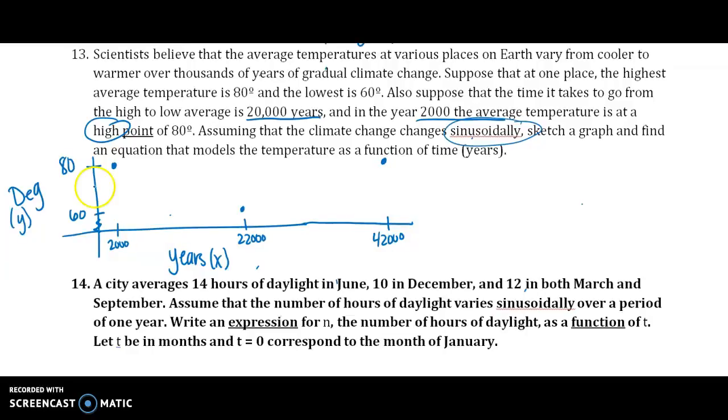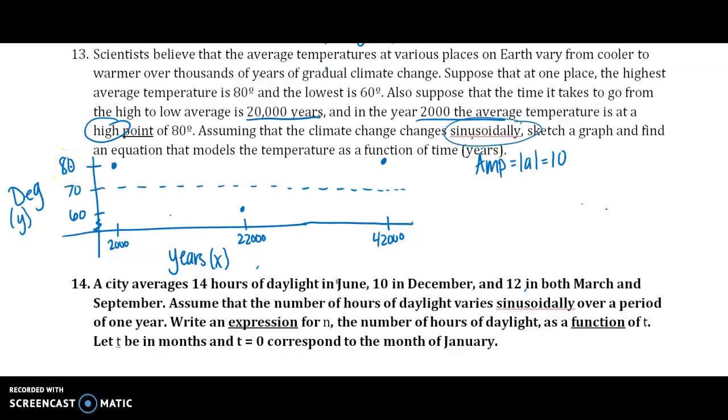But we also would love to have this midline that'll help us out a lot. So halfway between 80 and 60 happens to be 70. So we have this lovely midline here. So it's halfway between our max and our min, which means our amplitude is 10, because from 70 to 80 is 10.